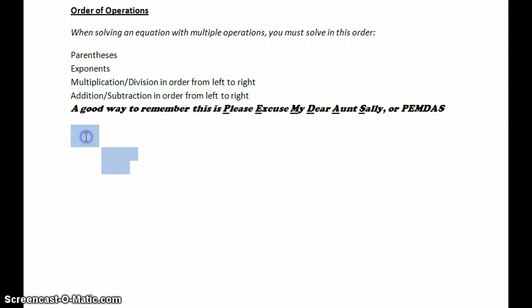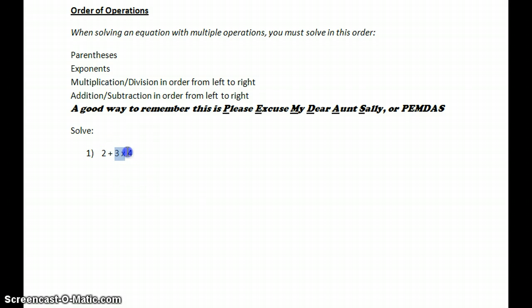So if we have an equation such as this, solve 2 plus 3 times 5. One of the basics, we obviously go through the order of operations. There's no parentheses to solve. There's no exponents to solve. So I have to do multiplication and division in order from left to right.